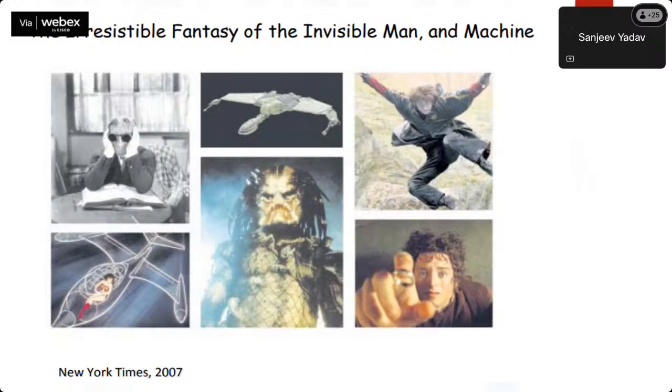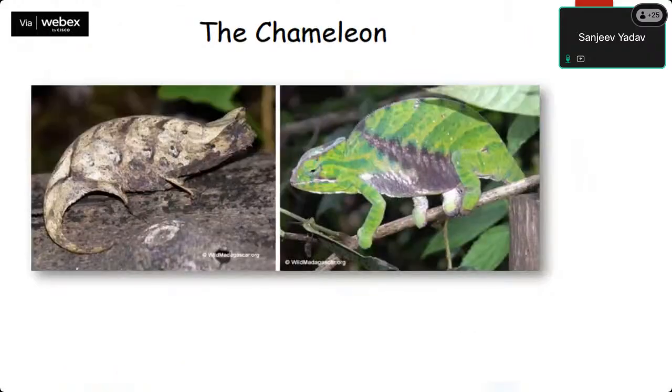You have also seen the movies, the irresistible fantasy of an invisible man and machine. So every concept has been taken from here. Whatever the concept of electromagnetics is, it is being used by people. This is the best example, the chameleon. He can change his colors, meaning he is changing the refractive index. How is the refractive index being changed? By changing the properties, so that he can hide. The chameleon can change his colors according to the environment.